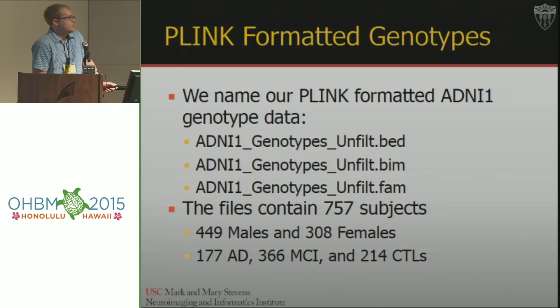This is an overview of what the files look like right now. 750 subjects. We're starting with 449 males, 308 females, and then this is the breakdown by diagnosis. MCI is mild cognitive impairment, AD is Alzheimer's disease, and CTLs are controls, healthy controls.